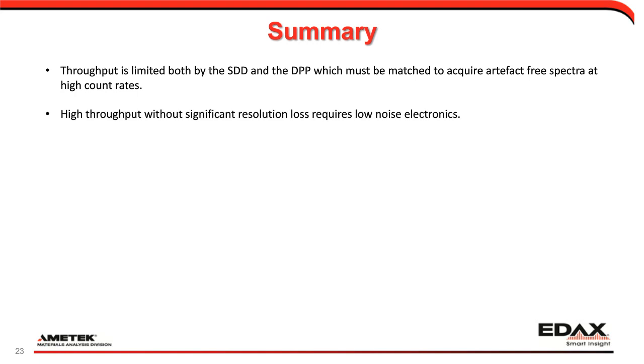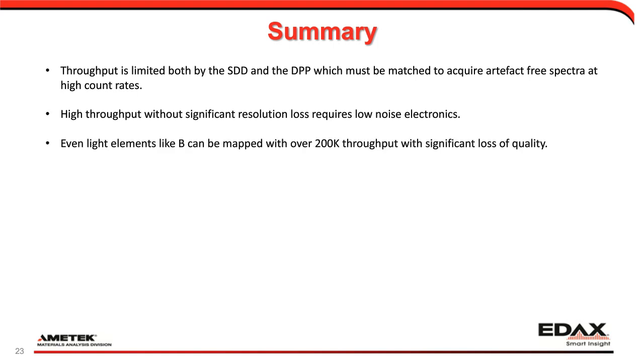In our newer detectors, we use a new preamp based on CMOS technology, which has lower capacitance, and that allows us to do high throughput acquisitions without the significant resolution loss that's traditionally been the big trade-off. So this means we have low noise electronics, and that is also what you need in order to do low energy with high throughput. And because of this, even light elements like boron can be mapped with over 200,000 counts throughput without a significant loss of quality in the data.